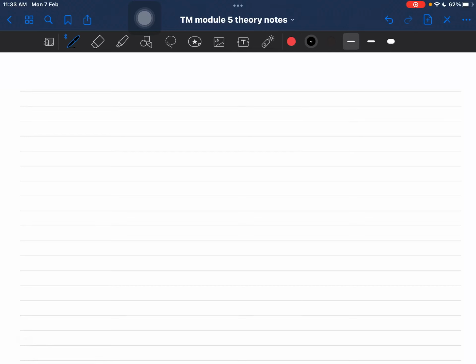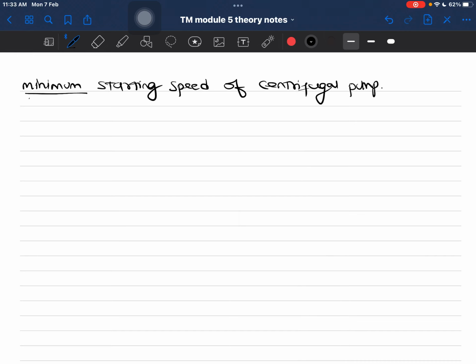So hello everyone, in this video we will solve another derivation from Module 5, centrifugal pumps, which is known as the minimum starting speed of a centrifugal pump. So what should be the minimum starting speed of a centrifugal pump? This is the third derivation and a very important one too. We'll try to solve this.